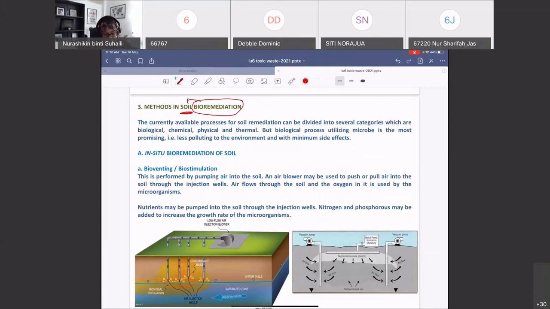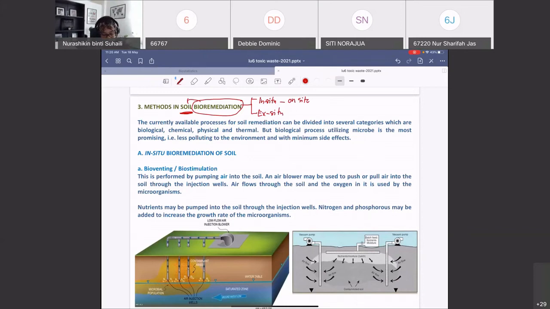So there are two types of bioremediation. Yeah, they are in situ and ex situ. In situ means on site. Okay. And another one is ex situ. Ex situ means it's not at the site. The contaminated samples are taken to different places and they are treated at different places. It's not at the contaminated site. Okay, so that's the difference.